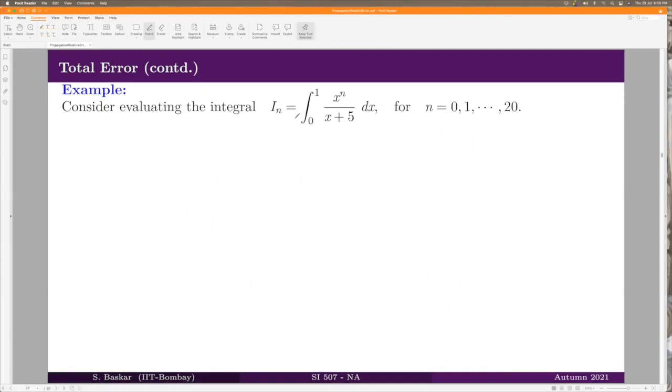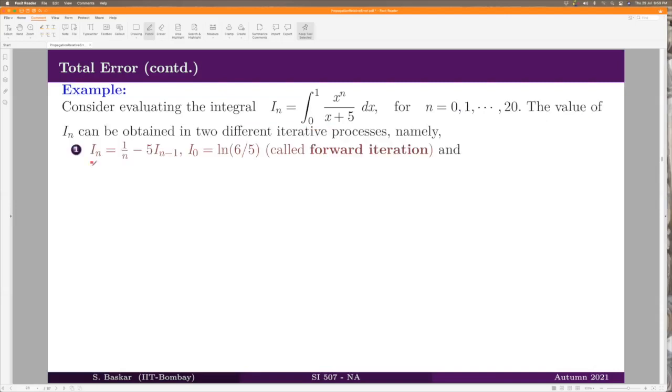Let us take an example where we will try to evaluate the integral I_n, which is given by the integral from 0 to 1 of x to the power of n divided by (x plus 5) dx, where n is taken to be 0, 1, 2, and so on. There are two ways that we can write this integral. One is I_n equals 1 by n minus 5 times I_(n-1). Note that I_0 is equal to log 6 by 5.